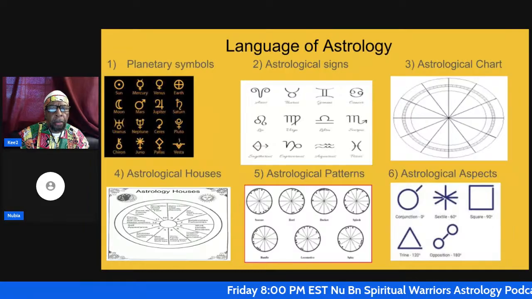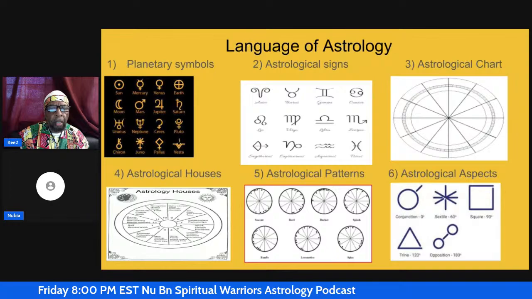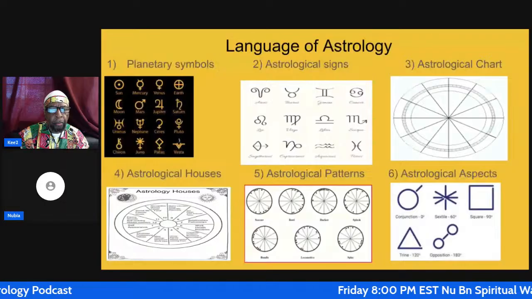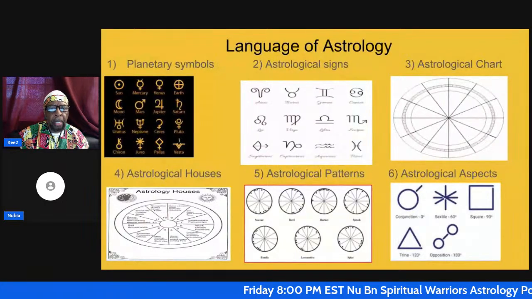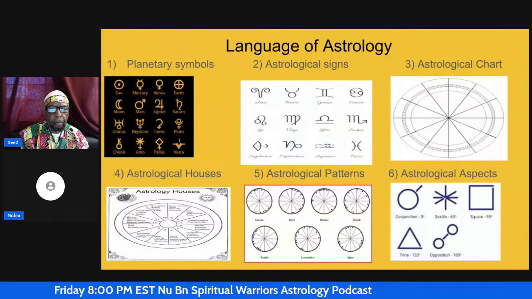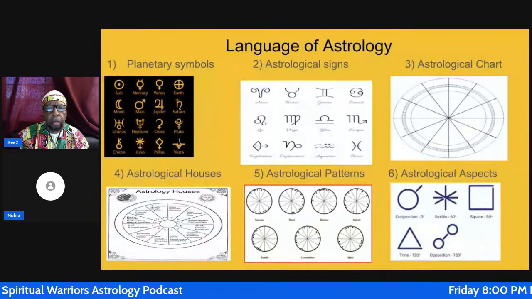Next is the astrological signs. Now, the first astrological sign that you see there represents Aries. And again, that sign carries a host of information. Third, I'd like to move to the astrological chart.